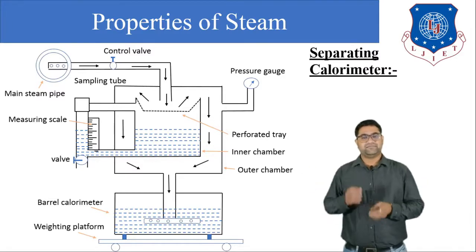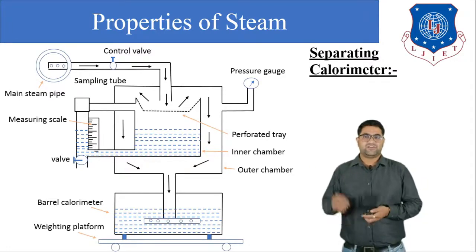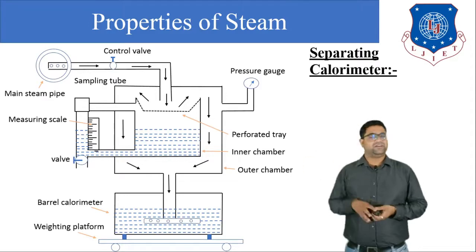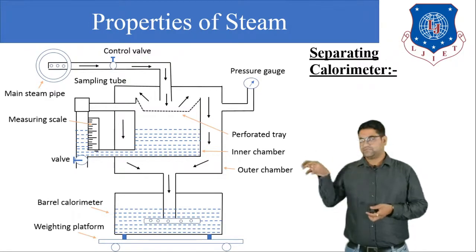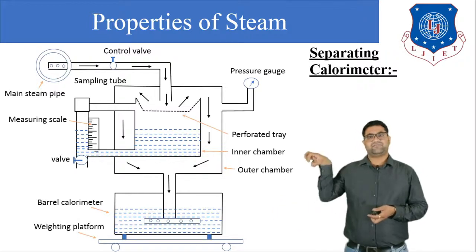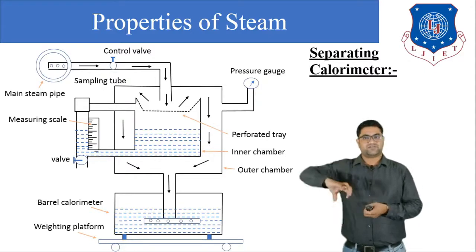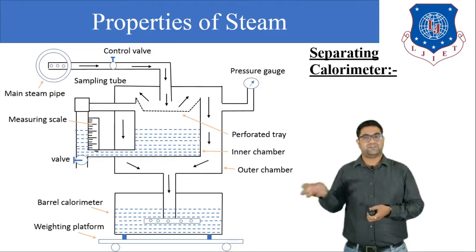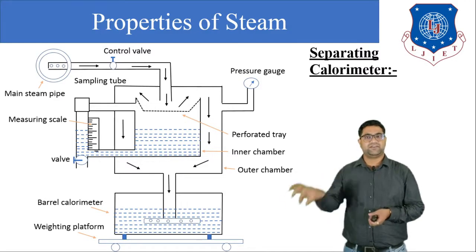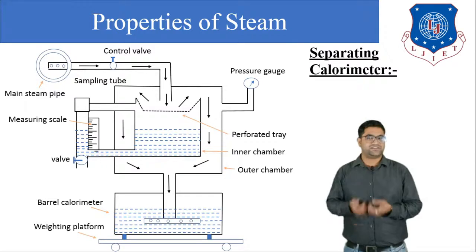Now let us understand the procedure. We know the calorimeter is used to measure the dryness fraction. Here you can see that the wet steam comes from the main steam pipe, enters the control valve and then enters the perforated tray. The control valve helps to control the flow of the steam, so we can provide a specific amount of steam like 1 kilogram, 2 kilogram, 3 kilogram, etc.